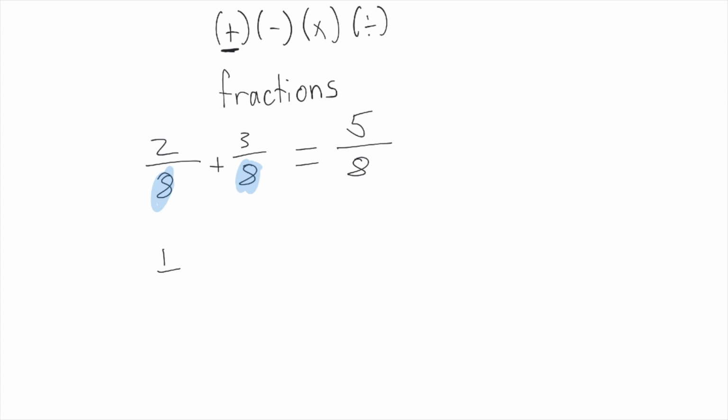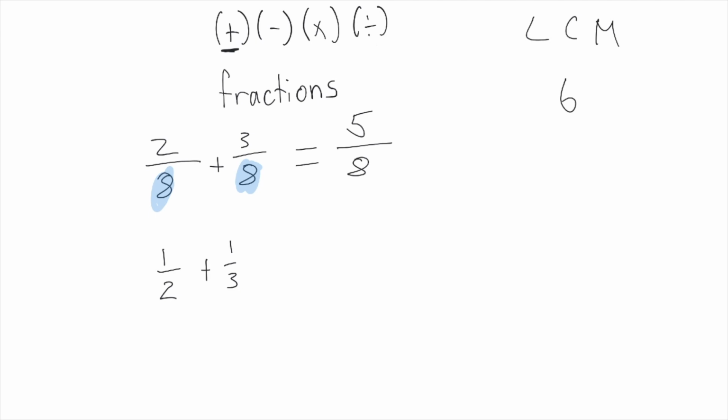Okay, so 1/2 plus 1/3. Well, we can't add halves and thirds. They just don't work out. So we need to find a denominator. Now, the easiest thing to do in this situation is find our lowest common multiple. And the lowest common multiple of 2 and 3 we know is actually 6.